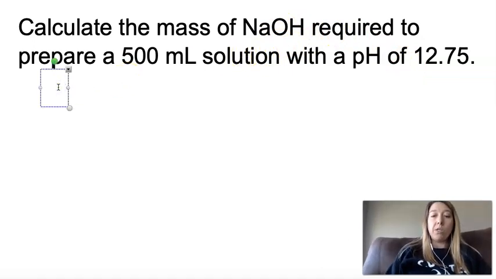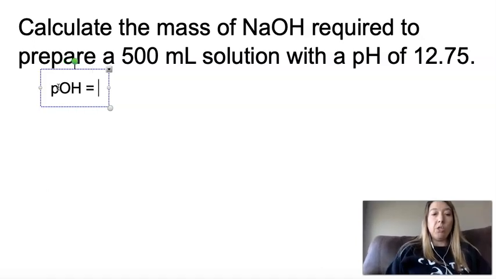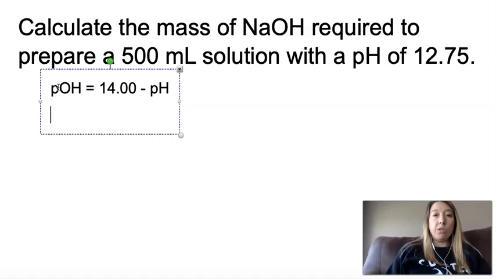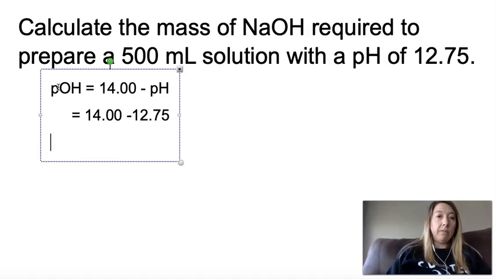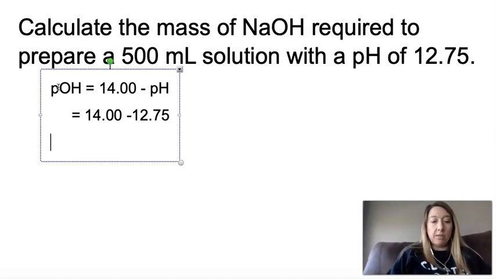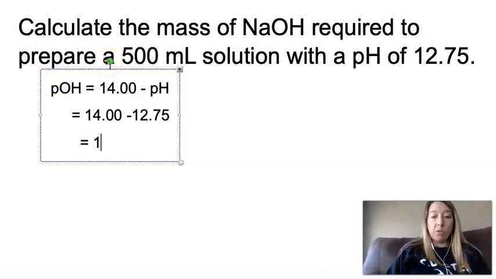So the first thing we want to do is convert that pH over to a pOH. We're going to do that by doing 14 minus that pH. So we're going to do 14 minus 12.75, and we are going to get 1.25 as that pOH, sorry.